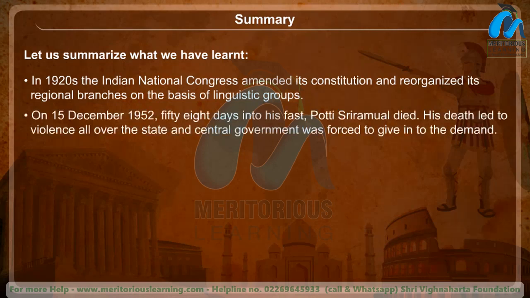On 15 December 1952, 58 days into his fast, Potti Sriramalu died. His death led to violence all over the state, and the central government was forced to give in to the demand.